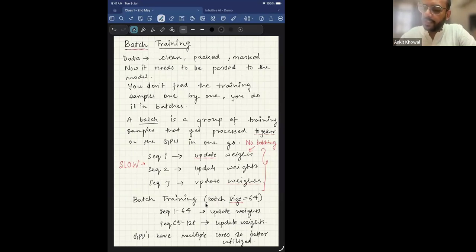Now, the third optimization that happens is batch training. What is batch training? Till now, we have seen we have the data, we cleanse the data, we pack the data, and we mask the data. We are clear why we did the cleaning?